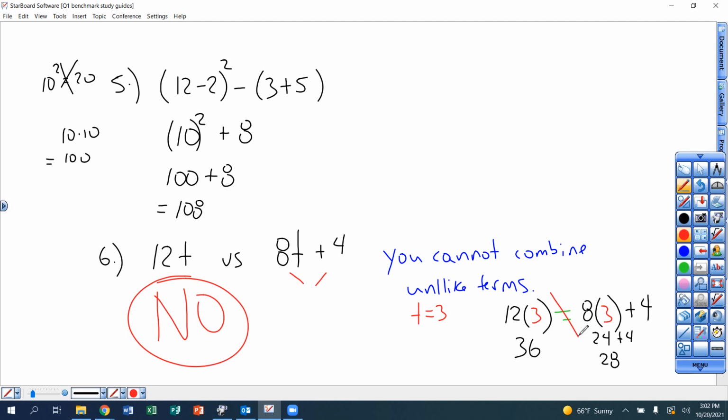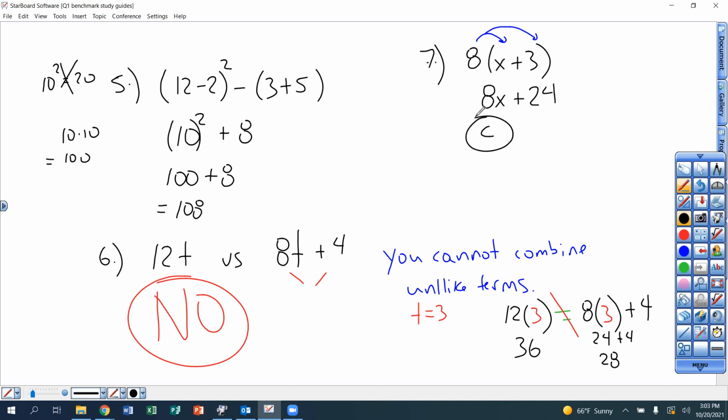All right, number 7. Number 7 says which is equivalent. You are distributing this one. Taking that 8 times the x, 8 times the 3. If you times that, that gives you 8x plus 8 times 3, 24, not 8 plus 3. That makes choice C the only equivalent one on that one.